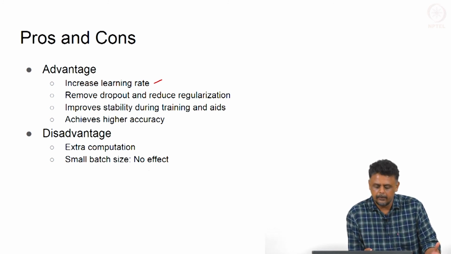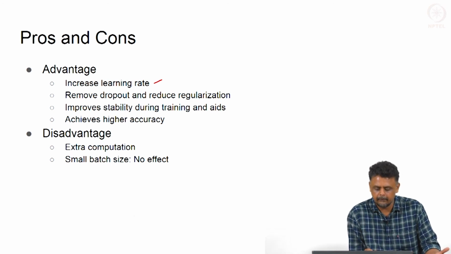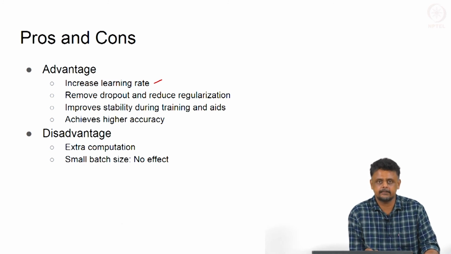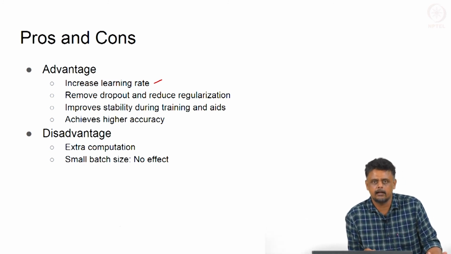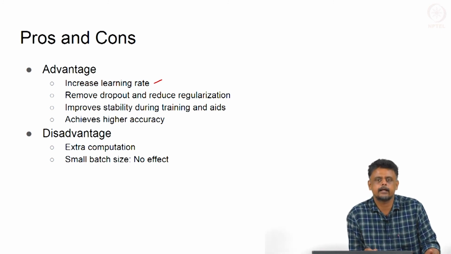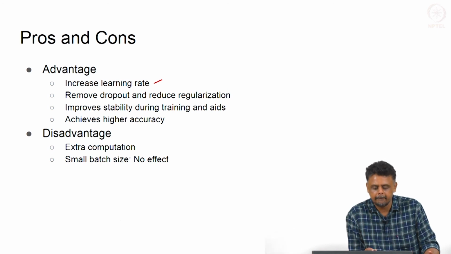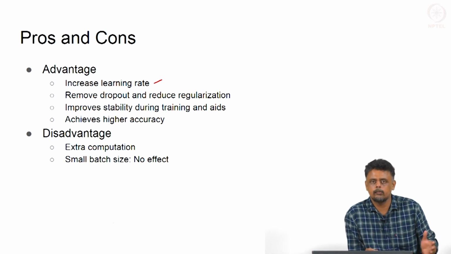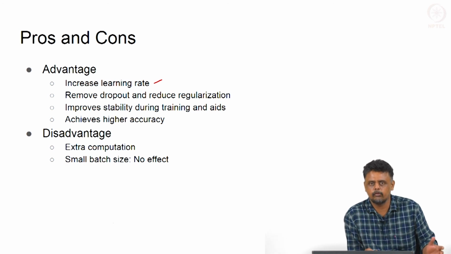It can also help you remove dropouts. It acts kind of like the regularization effects of dropout; the advantages of dropout are apparently also carried over by batch normalization. It improves stability during training, because sometimes your activations can be very large, sometimes your weights can become very large, leading to poor training, and that can be taken care of by batch normalization. The extra computation burden is there, because you are adding an extra layer before every set of neurons.